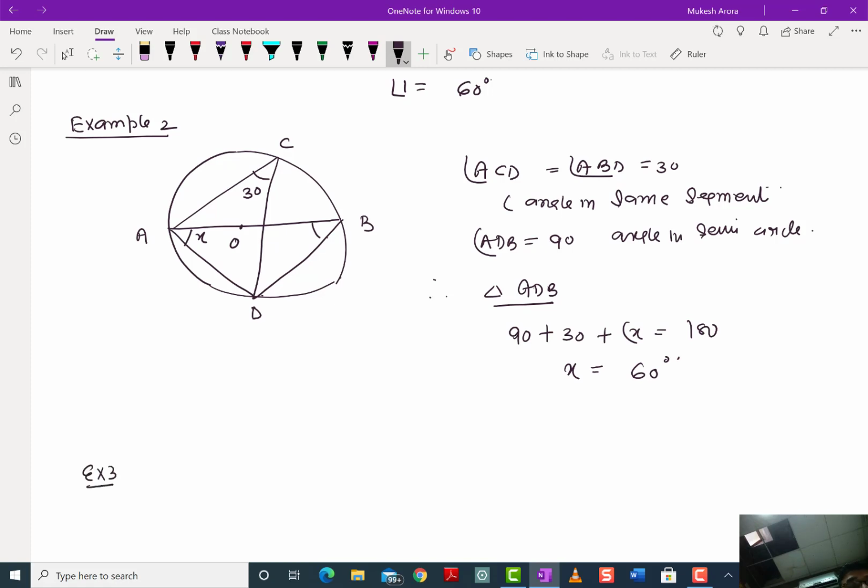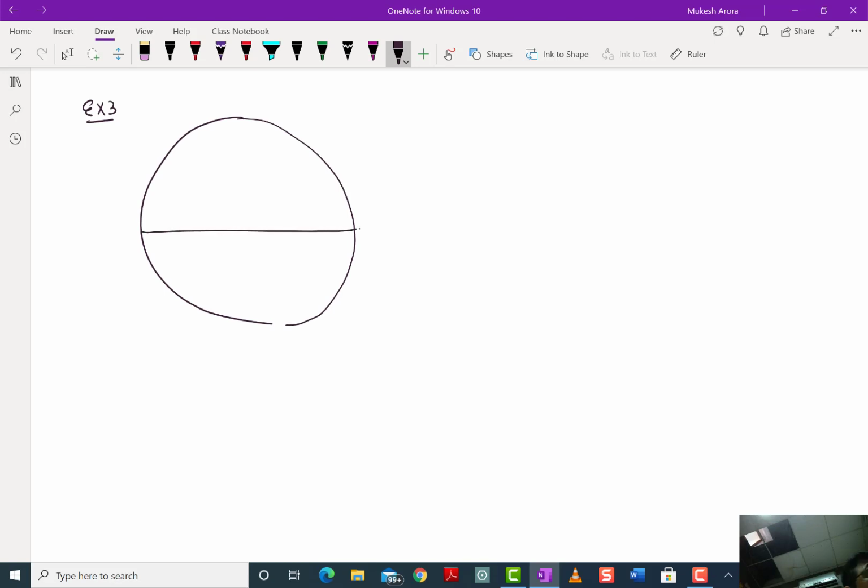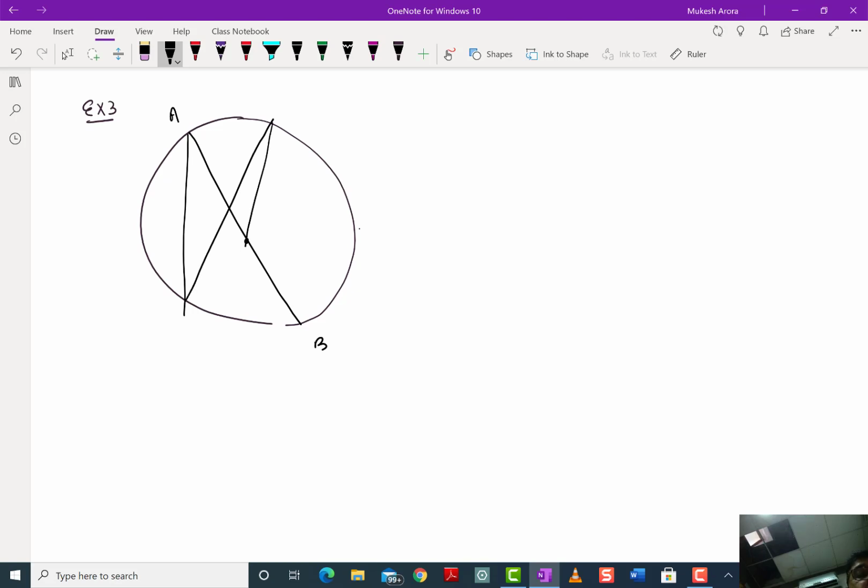Example 3. Example 3 is, in a given figure, AB is the diameter of a circle with the center O. If this angle is 120, this is O, this is C, and this is T, we have to find angle ADC. ADC is equal to X is what?